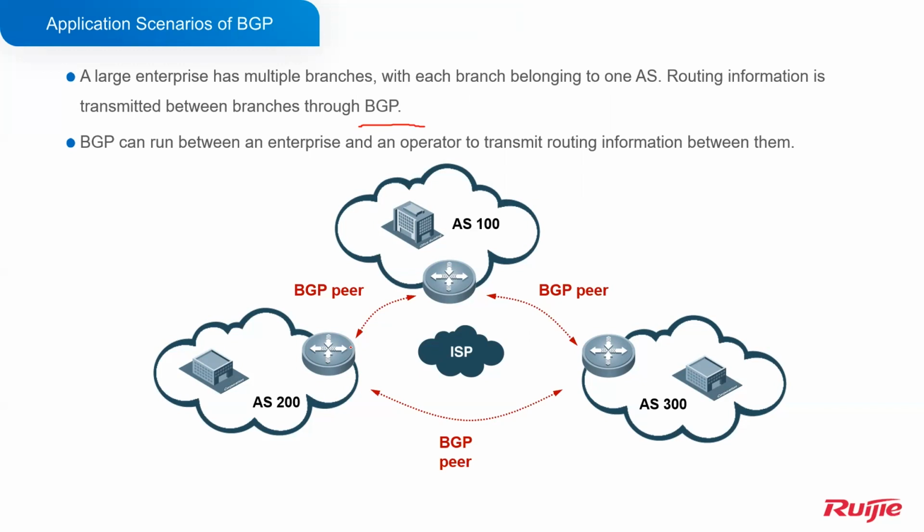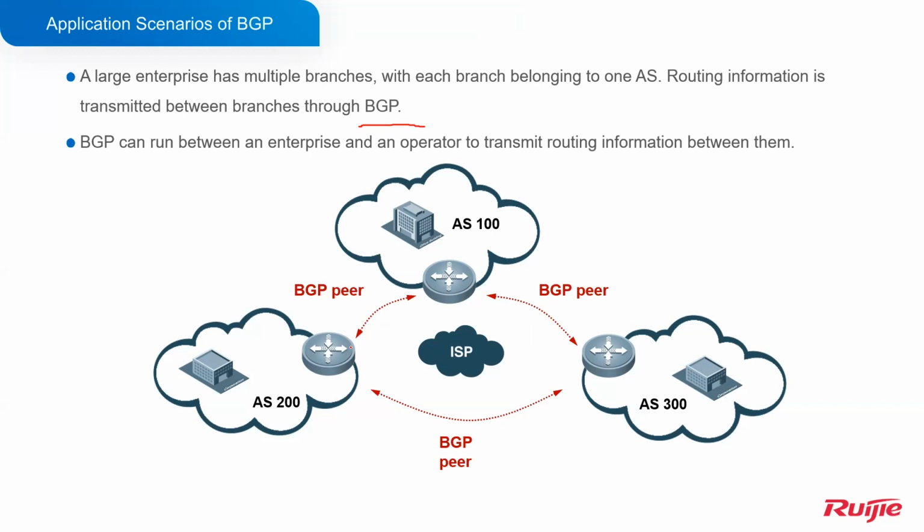So if we establish the BGP peer successfully, then we can transmit the routing information. And if we calculate all the correct routing information, finally, we can forward the message according to this routing information. So this is a very typical application scenario for the BGP protocol.